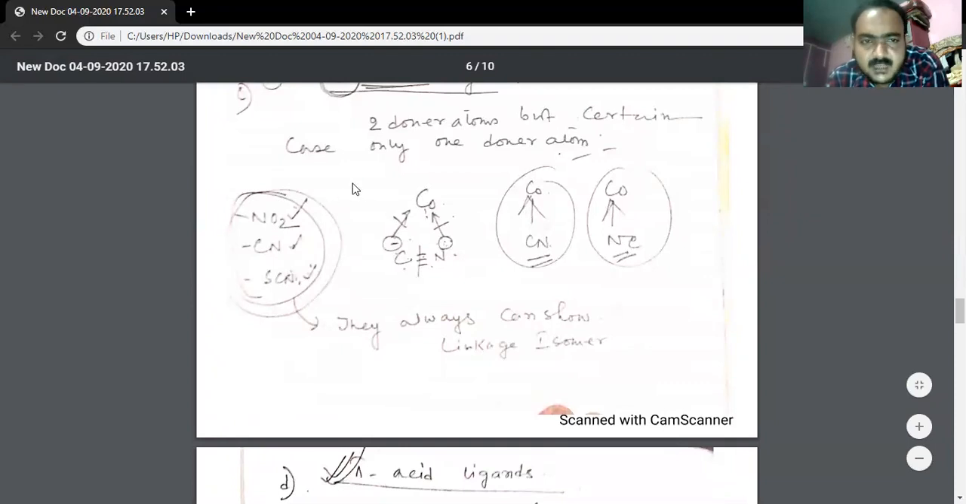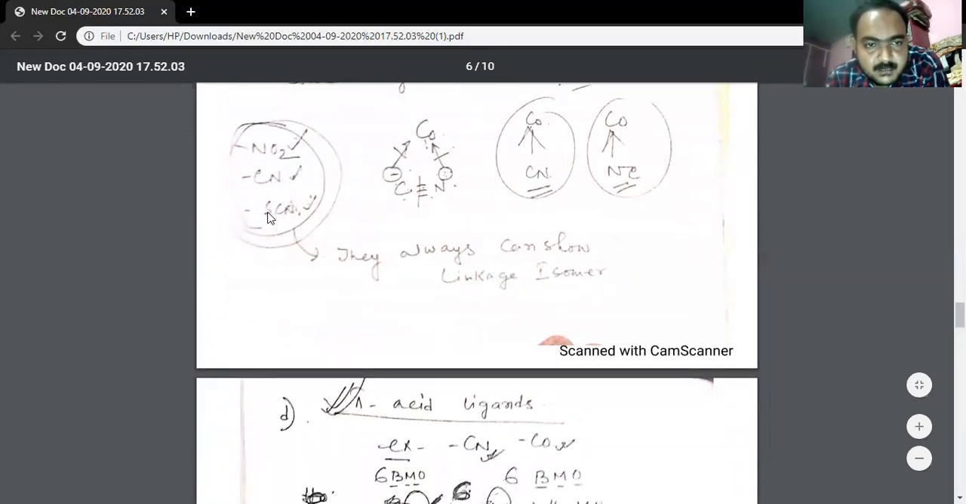Many kinds of ambidentate ligands are present, but for your syllabus, you should remember these three ambidentate ligands: nitro, cyano, and thiocyano. If the linkage is done by the nitrogen atom, it is known as nitro; by the oxygen atom, it is known as nitrito. In the case of cyanide, if the linkage is done by the carbon atom, it is known as cyano; by the nitrogen atom, isocyano. If it is done by sulfur, that is thiocyano; if by nitrogen, that is isothiocyanate.